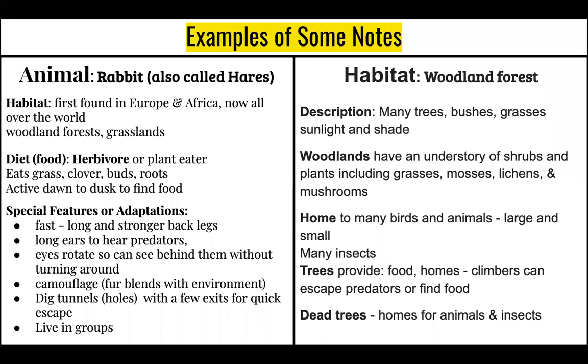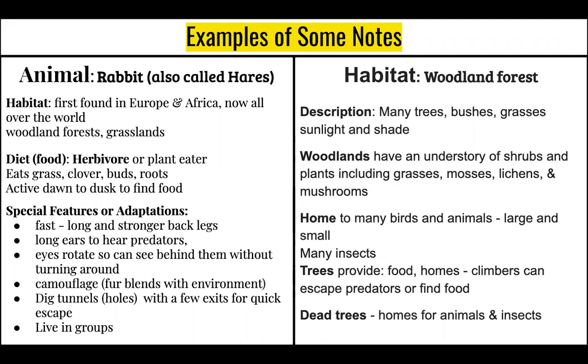And I just did a few examples of some notes here. So if I was really interested in a rabbit, also called a hare, I would find out, oh, its habitat is a woodland forest. So I made sure I found out some information about the animal, the rabbit, its habitat, diet, some special features or adaptation, like its eyes can rotate around to the back, so it doesn't even have to turn around to see what's behind them.